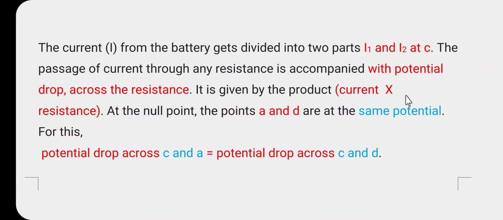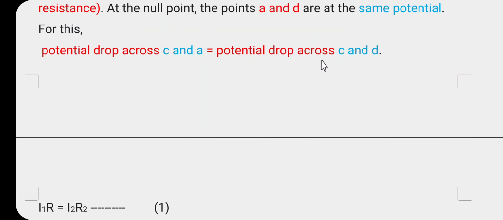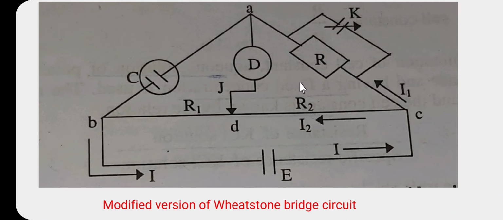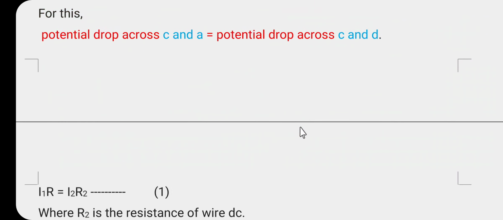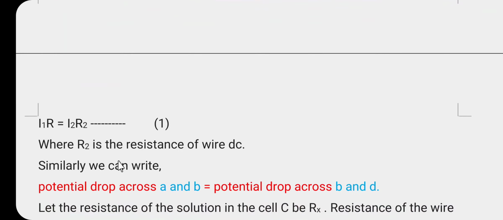So here we can write I1 into R, and this is equal to the potential drop across C and D. Here the resistance is R2 and the current is I2, so R2 into I2. So the equation can be written as R into I1 is equal to R2 into I2. This is equation number 1, that is I1 R is equal to I2 R2, where R2 is the resistance of the wire DC.